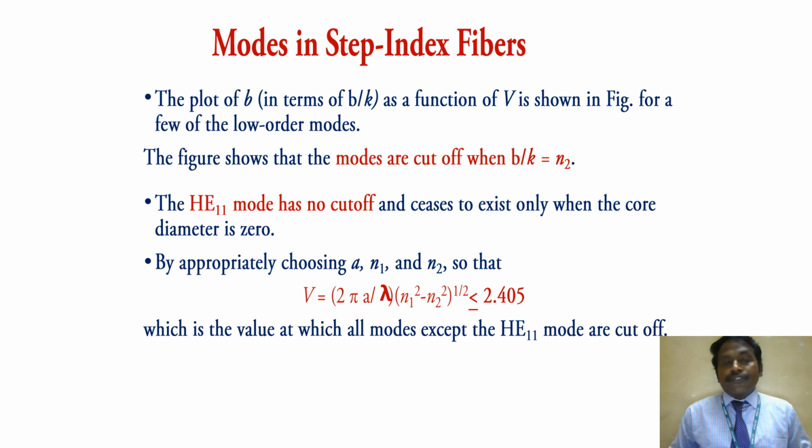Then we have modes in step index fiber. In the previous diagram, the plot of beta by k as a function of V is shown for a few lower order modes, where the modes are cut off when beta by k equals n2. The HE11 mode has no cutoff and ceases to exist only when the core diameter is 0. By approximating the value, we can choose a, n1 and n2, that is the radius of the fiber, the refractive index of the core and the refractive index of the cladding. If V is less than or equal to 2.405, then the fiber supports only a single mode, the HE11 mode, and all the other modes are cut off.